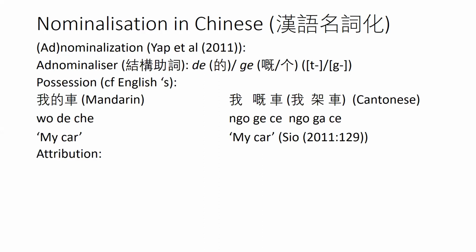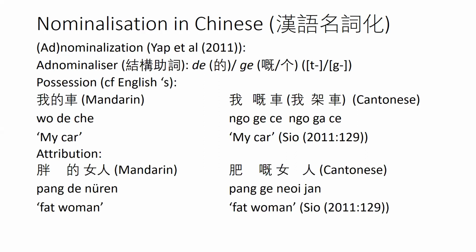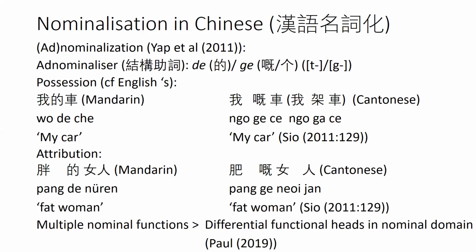The second function is attribution, so the use of adjectives in modifying head nouns. For example, in Mandarin, 棒的女人, the Cantonese equivalent would be 肥嘅女人, 棒的女人 versus 肥嘅女人. There are these de and ge morphemes that seem to have these two broad functions. And these different functions have given rise to formal analyses where people like Walter Pollard have argued that there are different functional heads in the nominal domain in which both de and ge can be merged.